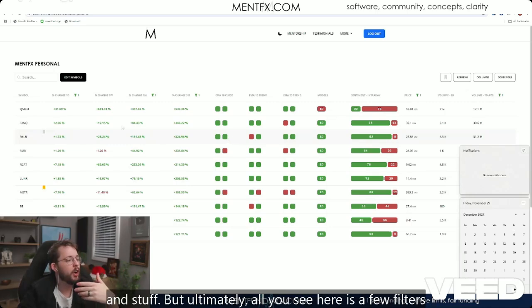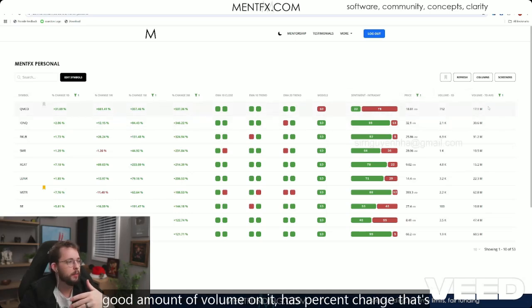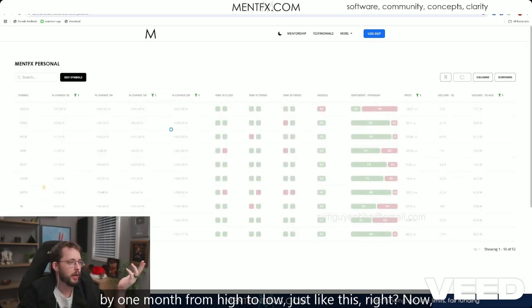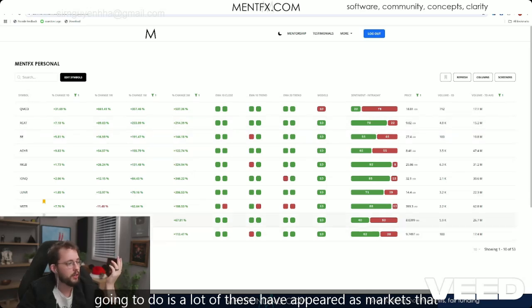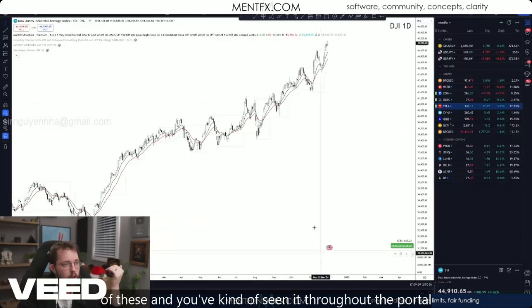Ultimately, all you see here is a few filters applied for something that is over a certain price, has a good amount of volume, has a positive percent change, and it's listed right now from the 3-monthly high to lower, right? We can also do it by 1 month from high to low, just like this. A lot of these have appeared as markets that I've already traded. A lot of you know that I've traded some of these and you've seen it throughout the portal material.